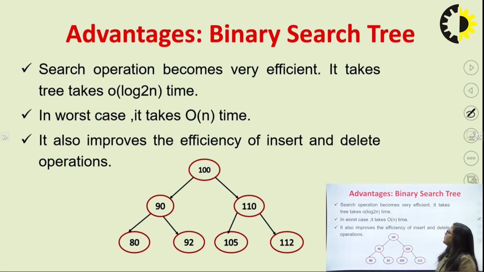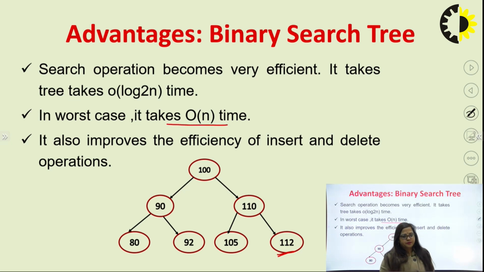Now some advantages of binary search tree. Advantage: search operation is efficient. It takes log 2 times, because it searches in both directions, left and right. So the complexity is order log n. In the worst case, let's suppose your number is here, then you come to each node of this given tree, and in the worst case it takes order of n time. It also improves the efficiency of insert and delete operations.